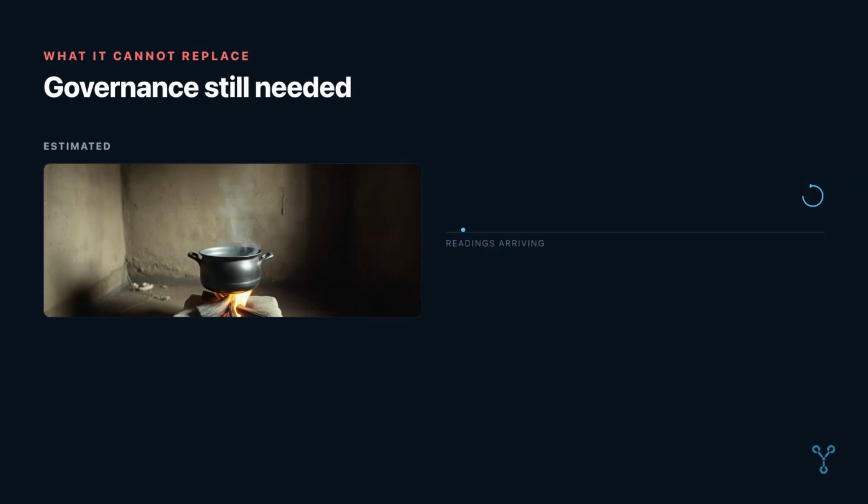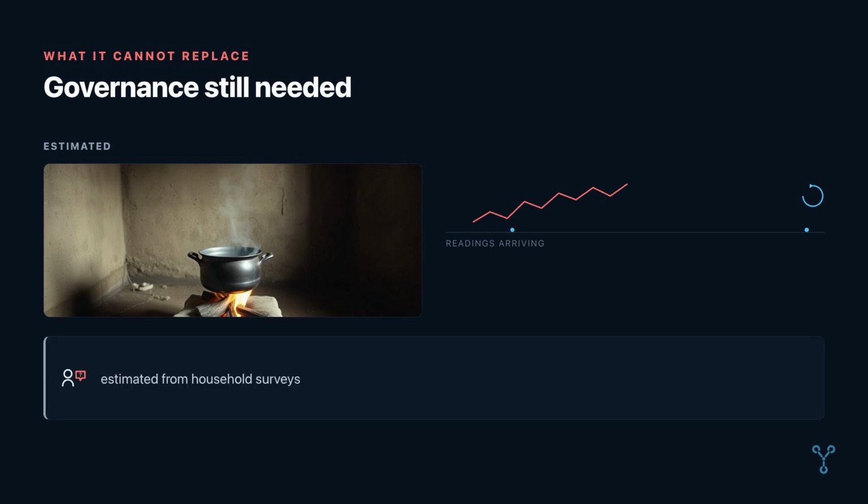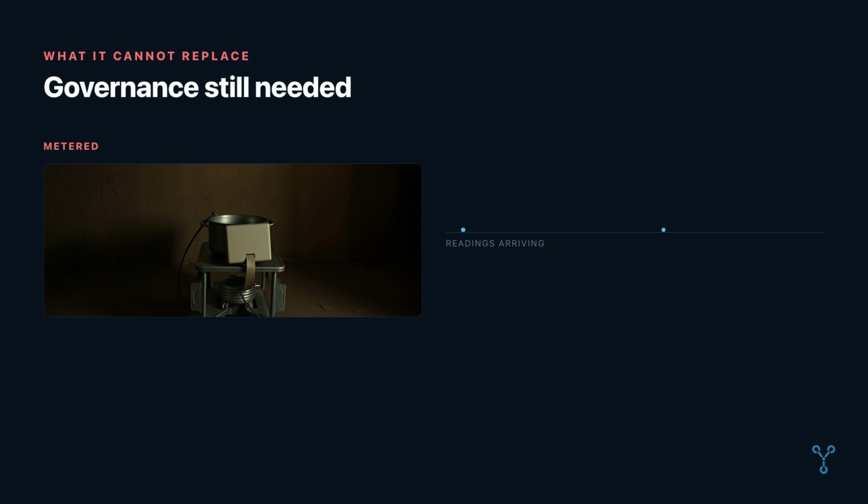To illustrate the shift from estimated to digitized measurement, consider a real example. This is metered cookstove monitoring. Under a Gold Standard metered methodology approach, sensors are attached to stoves to record actual usage. Emission reductions are computed from these measured cooking events. In the past, projects estimated these reductions from periodic household surveys. This is the clearest real illustration of the difference between an estimated and a metered indicator.